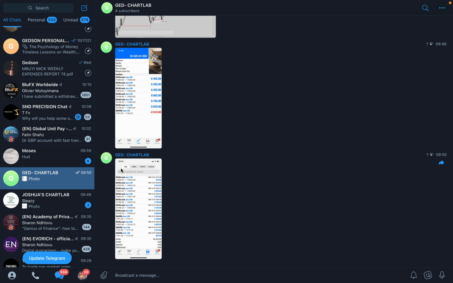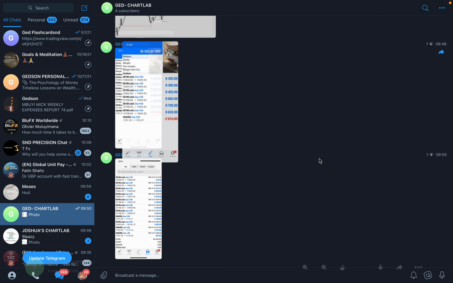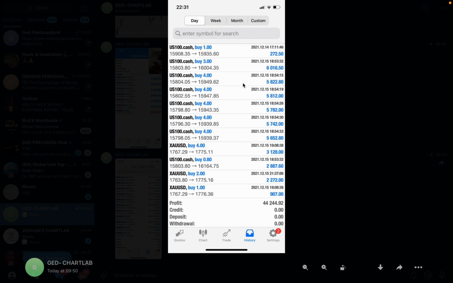So this is my chart lab. This was all the entries I took yesterday. The entry I took yesterday, and gold ended up being a good trade after this. It ended up being a good trade, and this is what I closed yesterday from gold and NASDAQ.